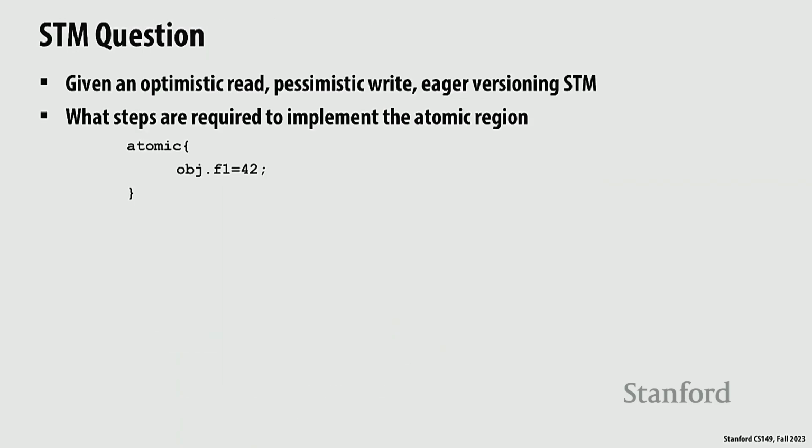So just to refresh your memory, let's suppose that we have an atomic region and we are assigning 42 to the field F1 of the object. What steps are required to implement the atomic region, assuming that there's some way of getting a transaction descriptor, and we're going to do things at the granularity of an object? What are the operations we need to perform? Once we have the transaction descriptor, what should we do?